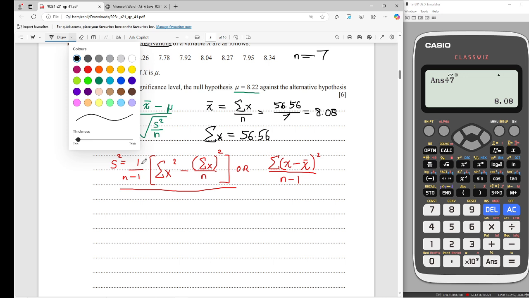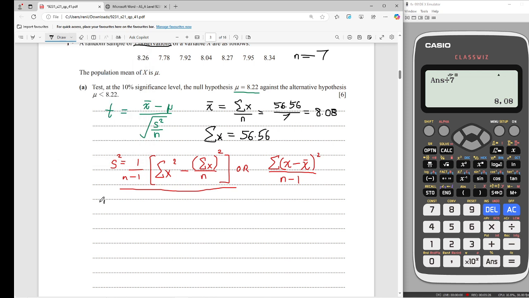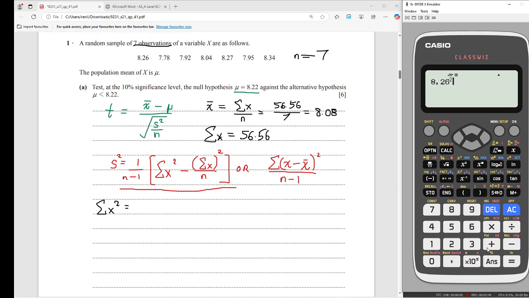So using that, to get S2, we need to first find the value of the sum of x squared. What is this sum of x squared? It means that we're squaring x and then adding up all the values, which means that we're not adding up all the values and then squaring, we're squaring all the values and then adding them up. So it's 8.26 squared plus 7.78 squared plus 7.92, and this just goes on until we've squared every single x value.